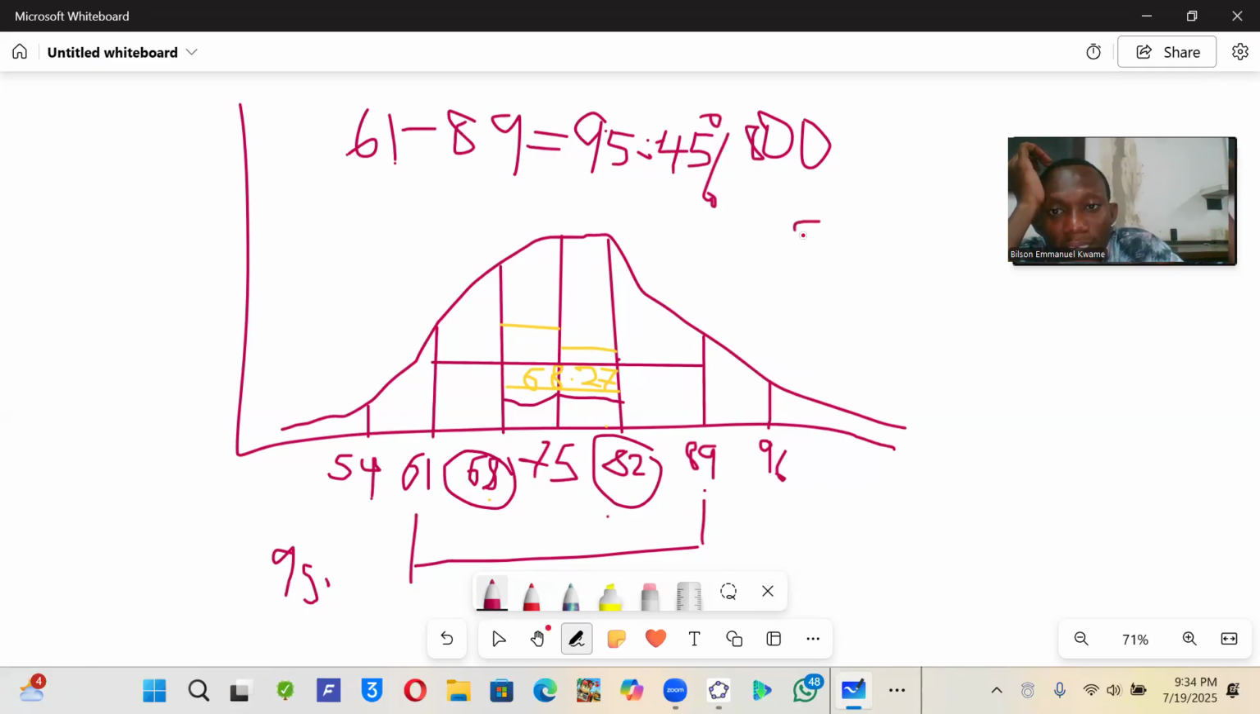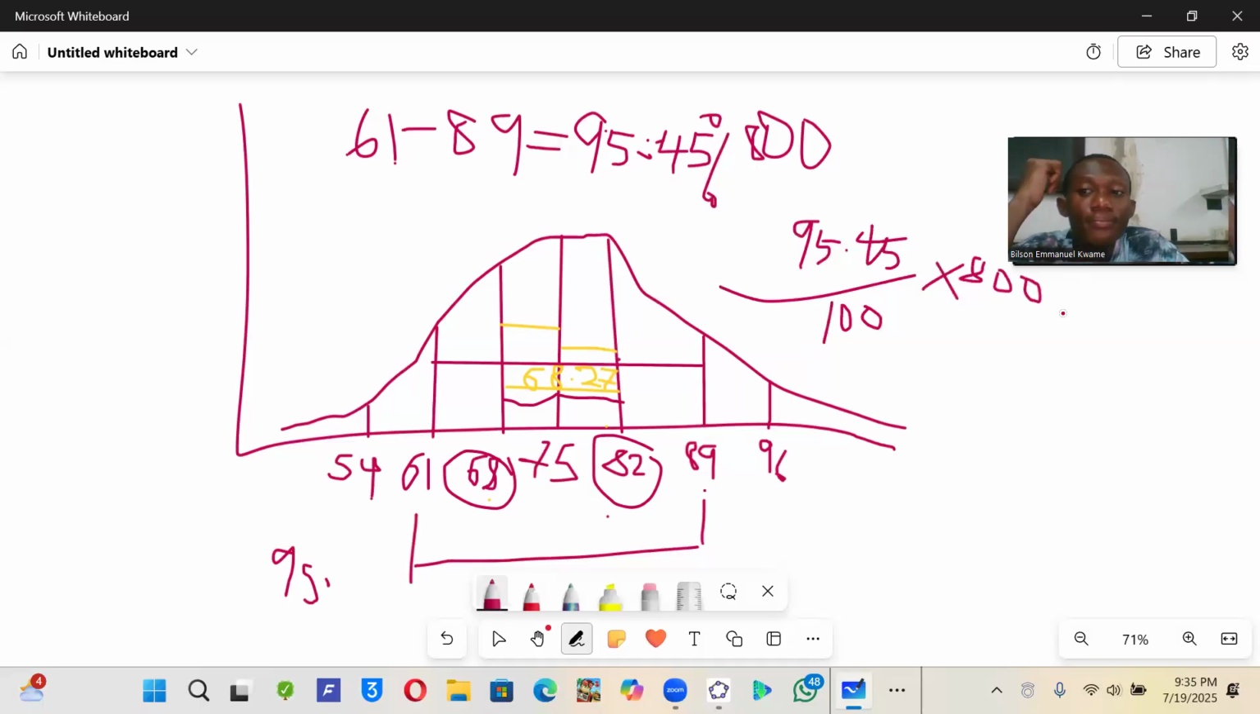So to know the number, it is just 95.45 out of 100. You key this on your calculator. Then we multiply it by 800, right? Then the answer that you're going to get, you have to approximate it to the nearest whole number.